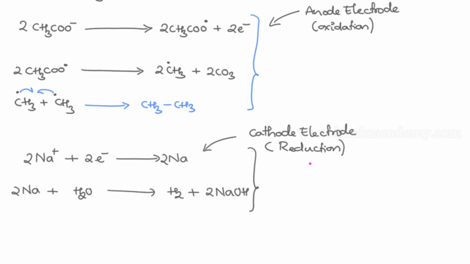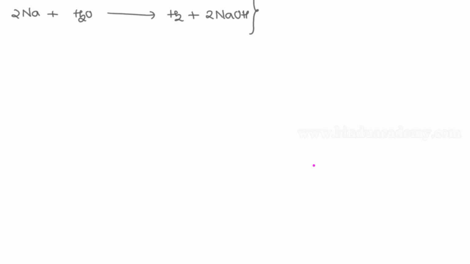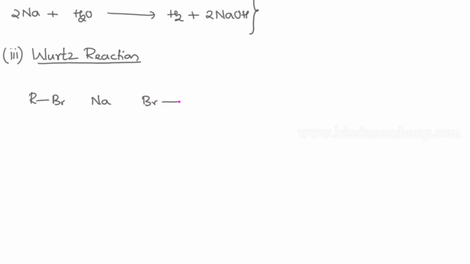So this is all about the Kolb's reaction, and next we're going to discuss the third reaction, that is Wurtz reaction. Wurtz reaction. Now in the Wurtz reaction we have to take an alkyl halide again, that is R-Br, sodium metal, and again Br-R. So two Br are there, we need two sodium metals. Now these reaction mixtures are taken in dry ether.